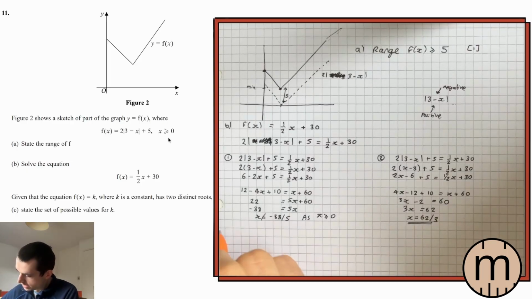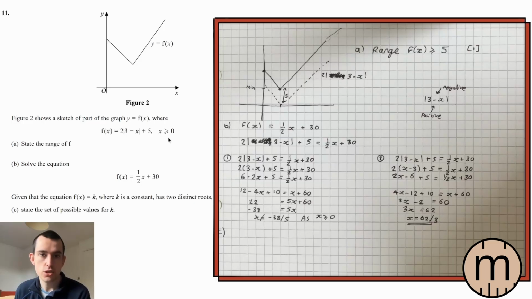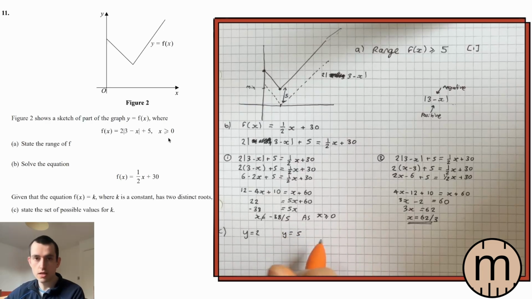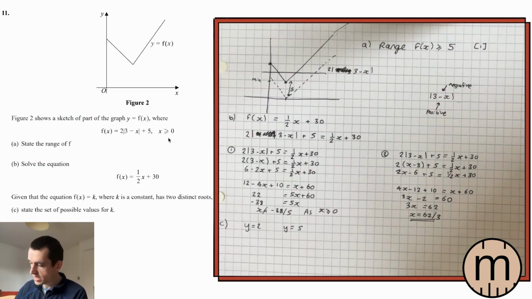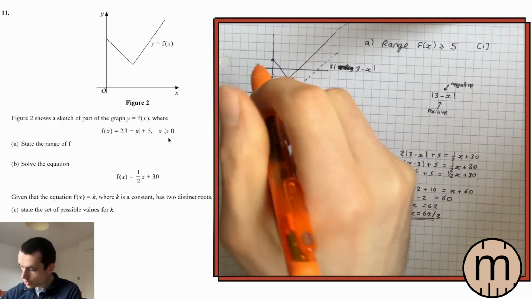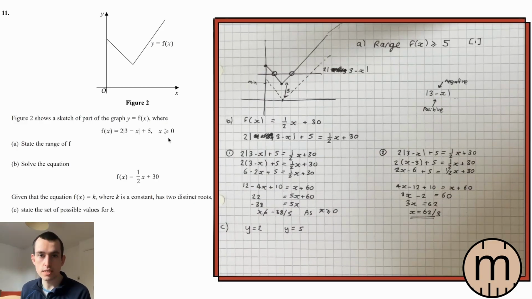Okay, part C. In part C, we are told that f of x equals k, where k is some constant, has two distinct roots. What does just the number k represent? Some constant. Well, imagine the graphs y equals 2 or y equals 5. That would look like a horizontal line somewhere on the graph. So imagine it was, say, here. Can you see that this horizontal line has two intersections, so two roots?